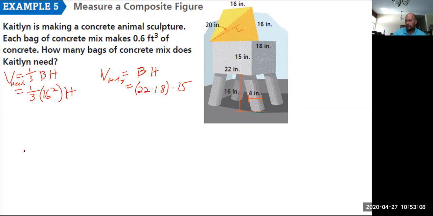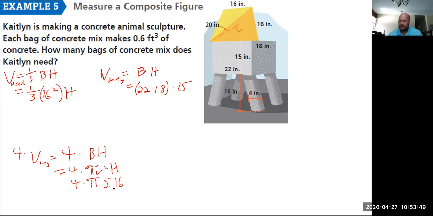And then the legs, which we're going to have to do times 4. There's 4 legs, so 4 times the volume of a leg. So 4 times, to find a cylinder, again, we're doing base area times height. So we're going to have 4 times, the base area is the area of a circle formula, pi r squared times height. So plugging in the radius and the height, the radius is 2, because that 4 is the diameter. The height is 16, because again, it's the perpendicular distance between the bases.